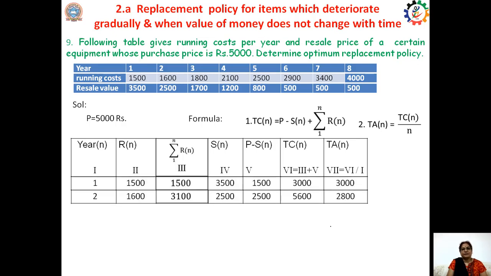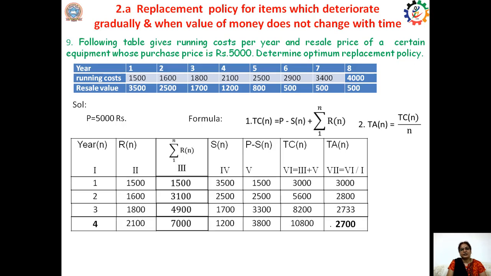First column, second column, can you make out for the second period 1600 is the running cost, add this and this, you get 3100. Then for salvage value for second year, pick from the table like this 2500. Can you make out they are different? Then P minus S, P is constant, 5000 minus 2500 is 2500. Similarly 5000 minus 3500 is 1500. Remaining it remains same, 2500 plus 3000, 5600, and then divide 5600 by 2, you get 2800. That's how you need to calculate all.